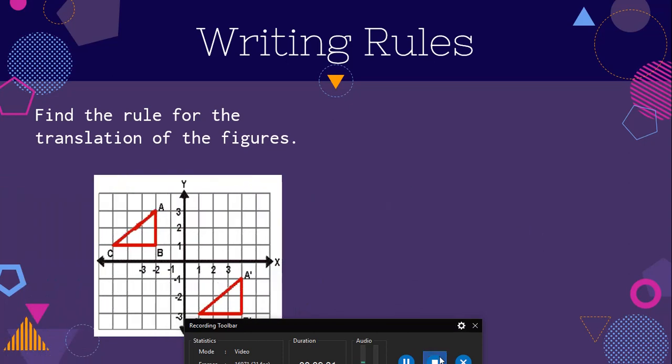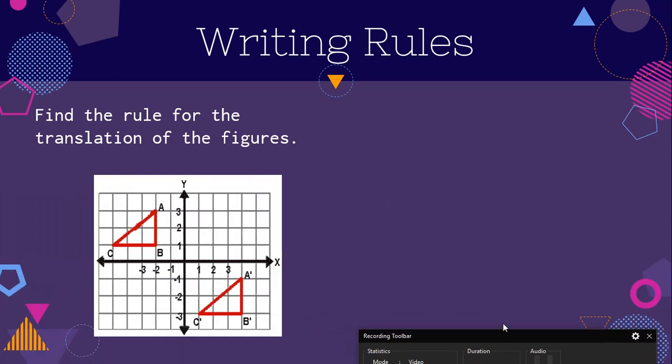Let's write the rule for this figure here. You only need to focus on one point on the original figure, which is here in quadrant 2. So if we focus on A, we're moving 1, 2, 3, 4, 5, 6 to the right, so that's +6. And then we have to drop 3, and 1 more is 4, so -4. So our translation rule is 6 right, 4 down.